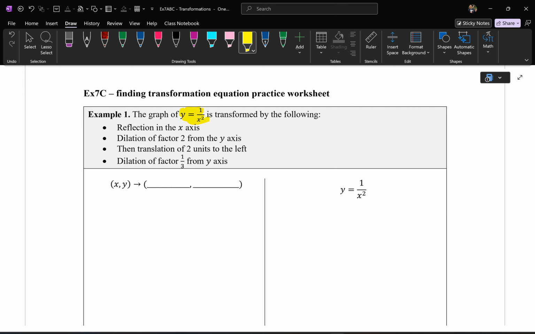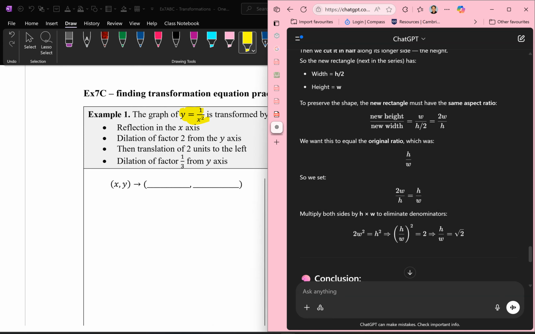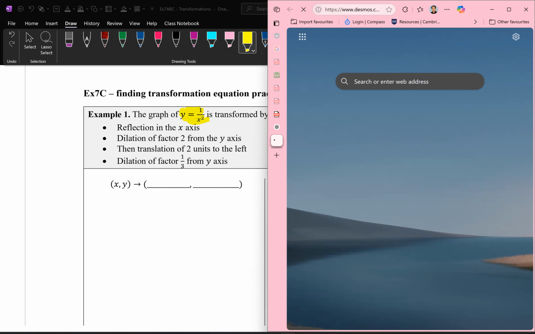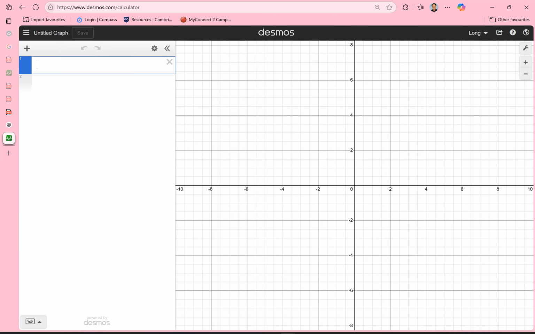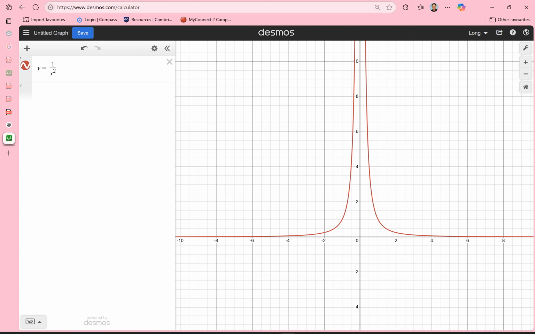Reminder, that's a truncus function. Okay? What we're going to do is we want to know what would I write as a new equation so that this graph will follow these transformation or sequence of transformations. Okay? So if I use Desmos for now, let's find a Desmos sheet of paper. Desmos. Here we go. So this is what we have. We have y equals 1 on x squared. This is what it looks like. Okay, that's your truncus function.